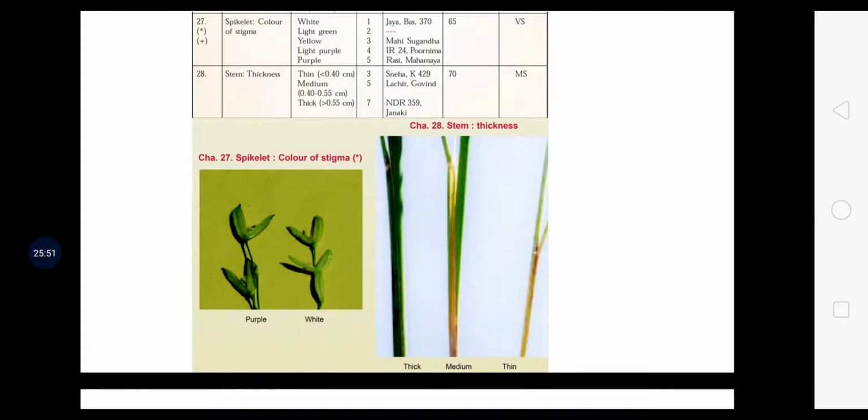The stem thickness is given in figure here. Very thick, then medium and thin. Then spikelet color is given at the left side figure. You can see purple and white color kind of spikelet.